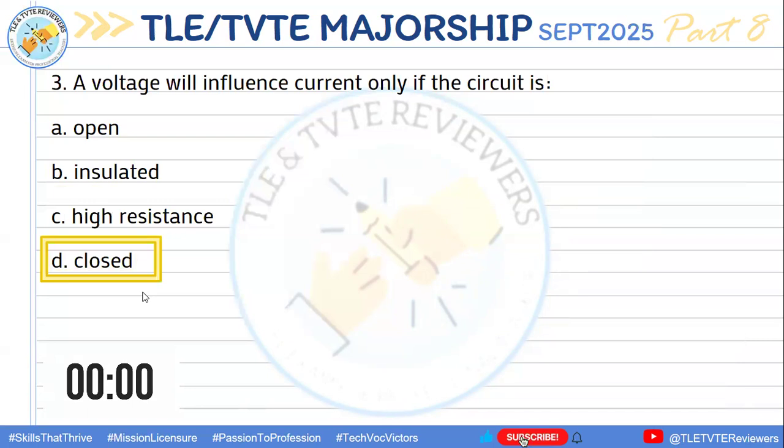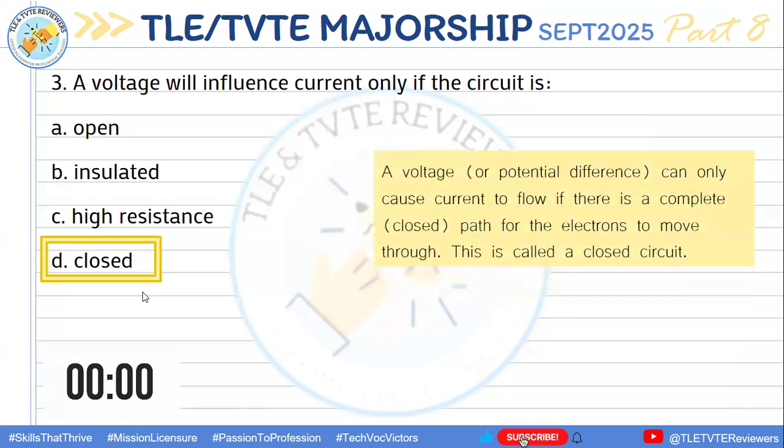Answer letter D, closed. A voltage or potential difference can only cause current to flow if there is a complete or closed path for the electrons to move through. This is called a closed circuit.